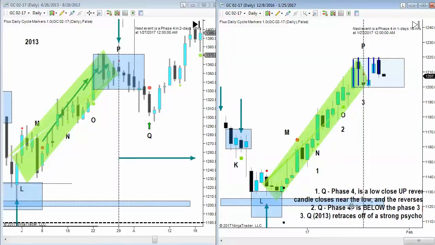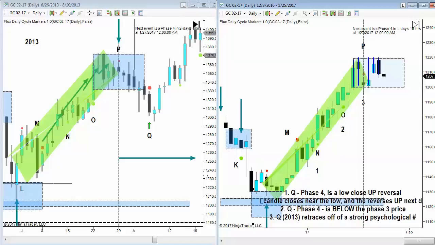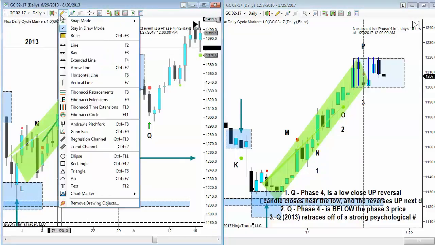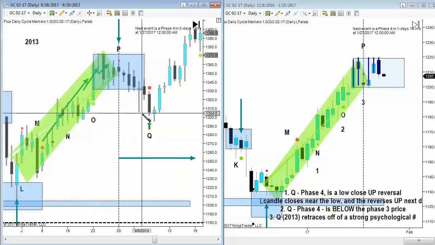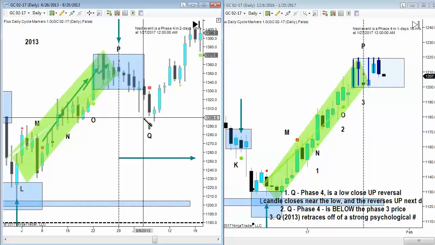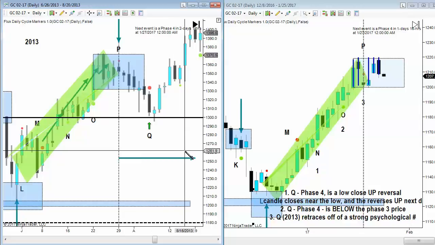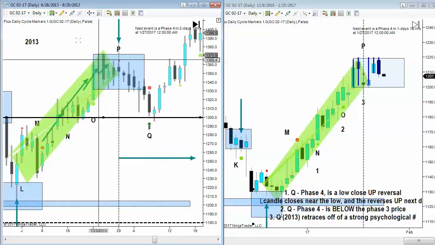In 2013, look at where Q falls to. And tell me if this doesn't blow your socks off. That's 1300. You'd say, well, what's the big deal? I'll get as close as I can. That's pretty close. Why is that a big deal?